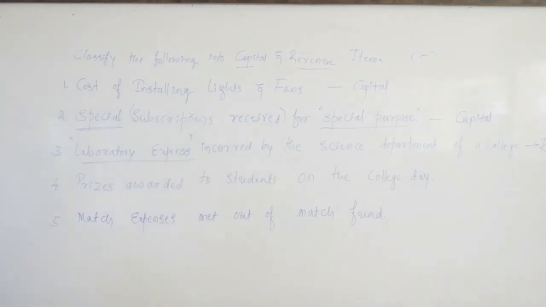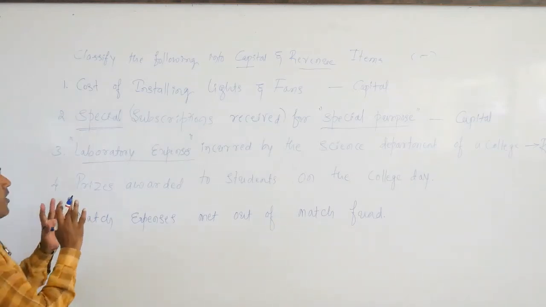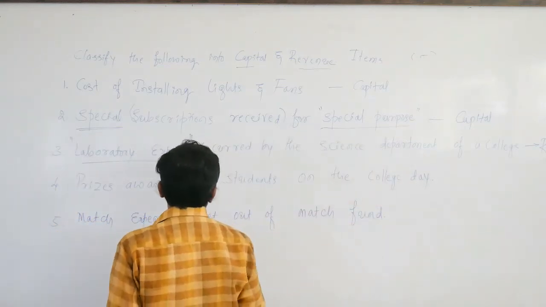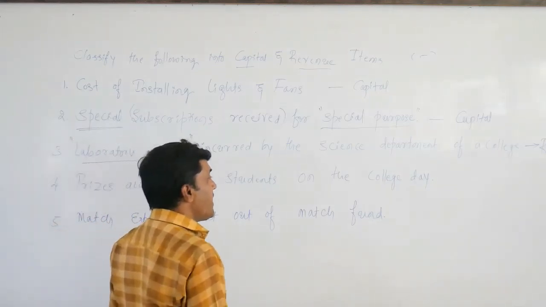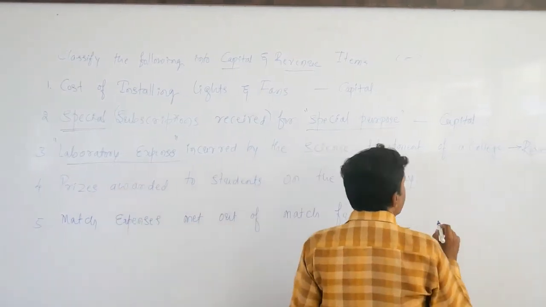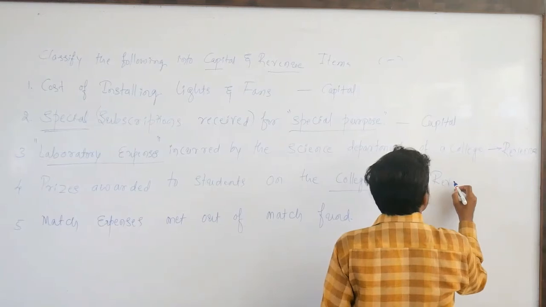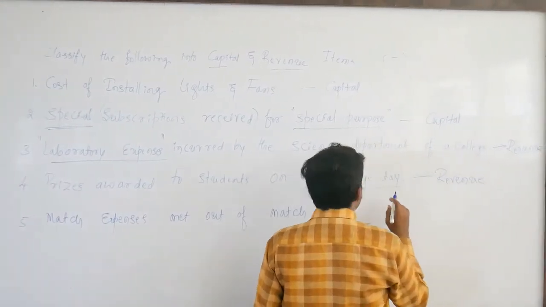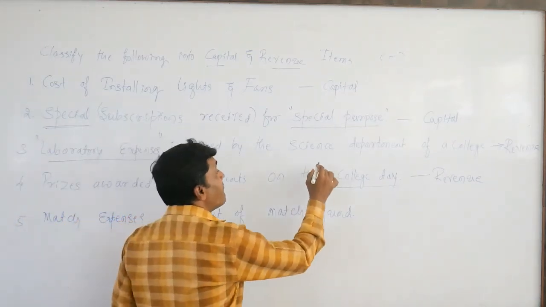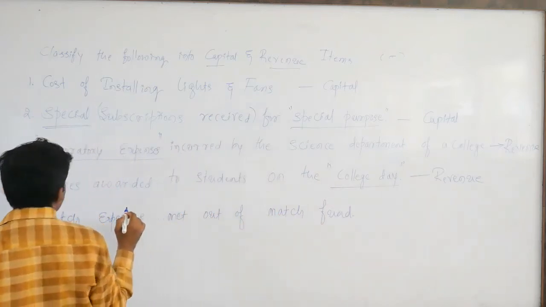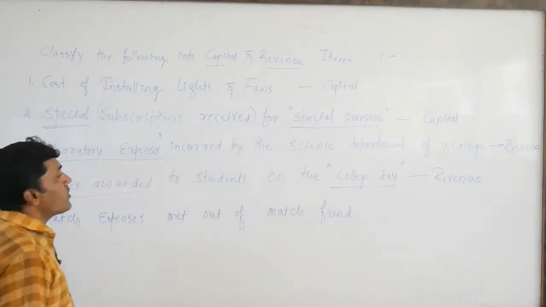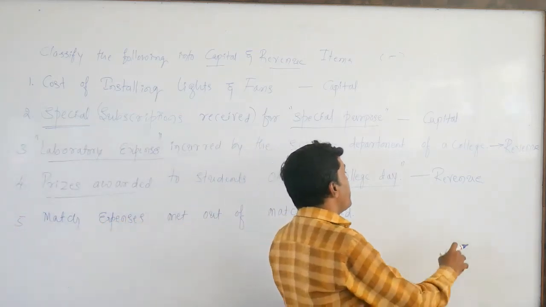Now the fourth point, prizes awarded to students on the college day. College day comes regularly, annually. So these kinds of expenses are to be treated as revenue. Why? Because college day is not celebrated only once in a lifetime, it is celebrated every year. For that we need to incur these expenses, prizes awarded to the students for the sake of their motivation. So that is to be treated as a revenue item.